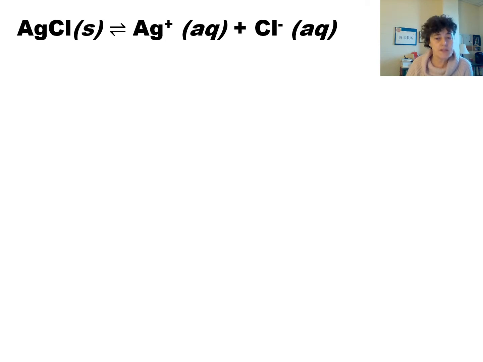So we could write an equilibrium reaction, like the one you see on the slide, and that shows you the stoichiometry of the reaction. Per each mole of silver chloride that dissolves, you're going to have 1 mole of silver ions and 1 mole of chloride ions. Because of the 1-to-1 ratio between the two, the amount of each of the two ions is going to be exactly the same.